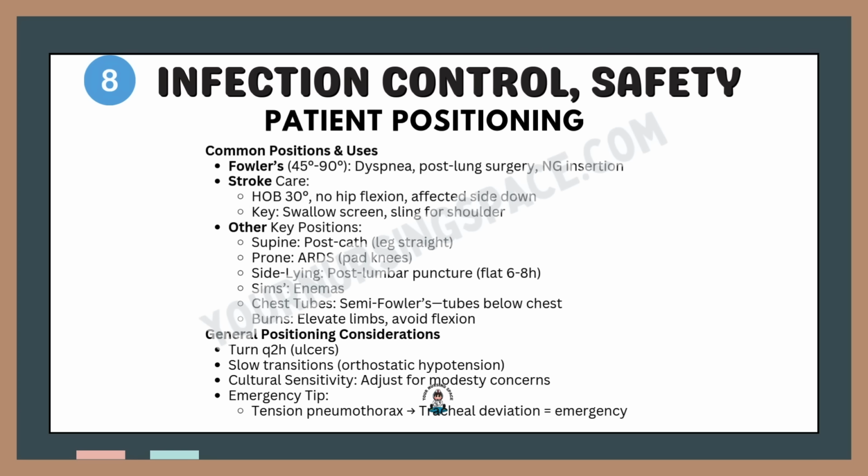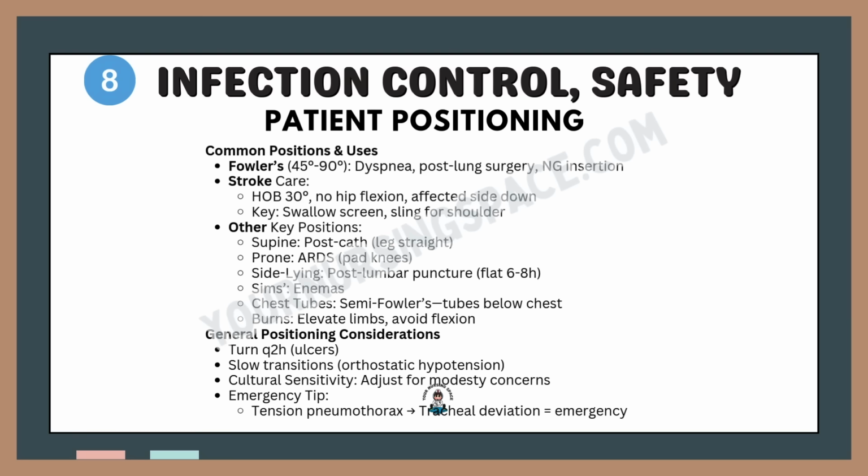Let's roll into positioning next, since where you place your patient can totally make or break their recovery. Fowler's position, ranging from 45 to 90 degrees, is your go-to for dyspnea or post-lung surgery because it opens up those lungs beautifully, and at 90 degrees, it's perfect for slipping in an NG tube. Just tilt the head forward to avoid the trachea. But watch out, because sliding down means shearing, so lift with a draw sheet instead.